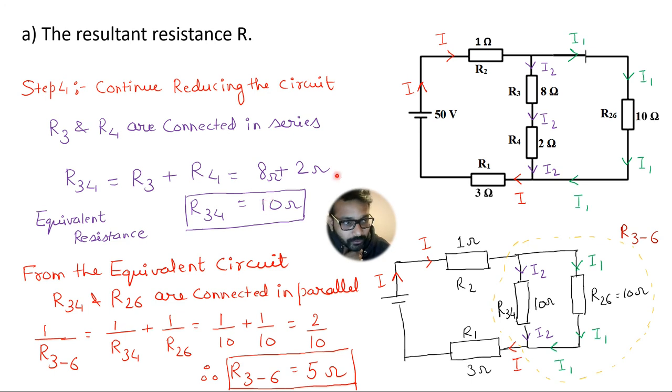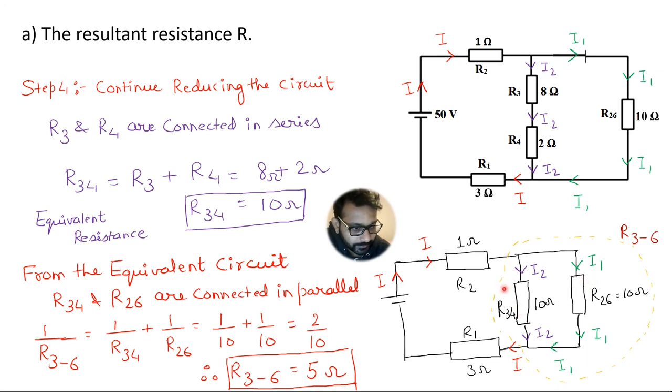So again what I will do is replace these two resistances by its equivalent value. So I have replaced R3 and R4 by a single resistance R34 with its equivalent value, which is 10 ohms. Now again I will continue to reduce the right hand side of my circuit. So now I have reduced all the 4 resistances down to 2 resistances. There were 4 resistances on the right hand side. I have reduced it to 2 resistances.